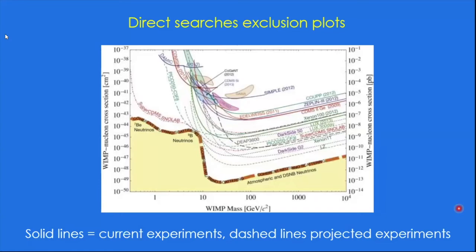Scattering of neutrinos off detector nuclei mimic WIMP scatterings. Therefore, those neutrinos are background sources for direct detection experiments in the future. That will be very hard to get rid of.